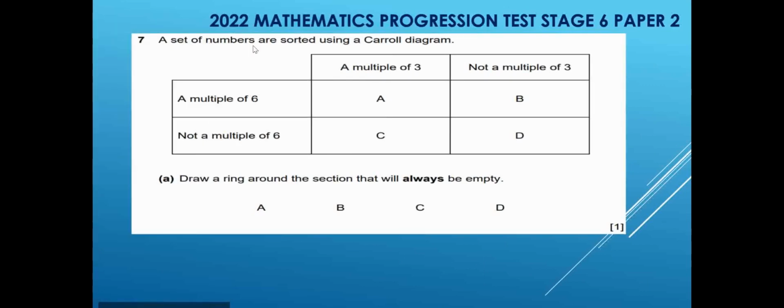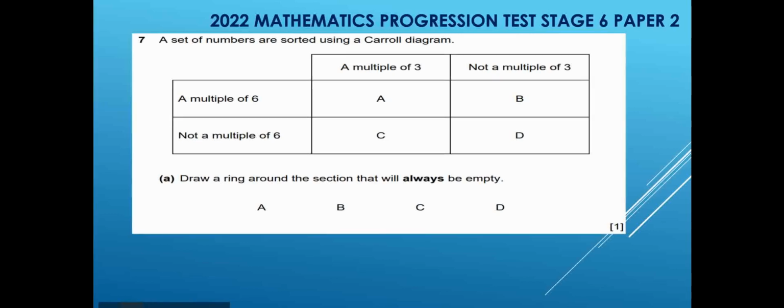Question 7. A set of numbers are sorted using a Carroll diagram. A multiple of 3, not a multiple of 3. A multiple of 6, not a multiple of 6. A, B, C, and D. Question A. Draw a ring around the section that will always be empty. 10 seconds. 10, 9, 8, 7, 6, 5, 4, 3, 2, 1, 0.